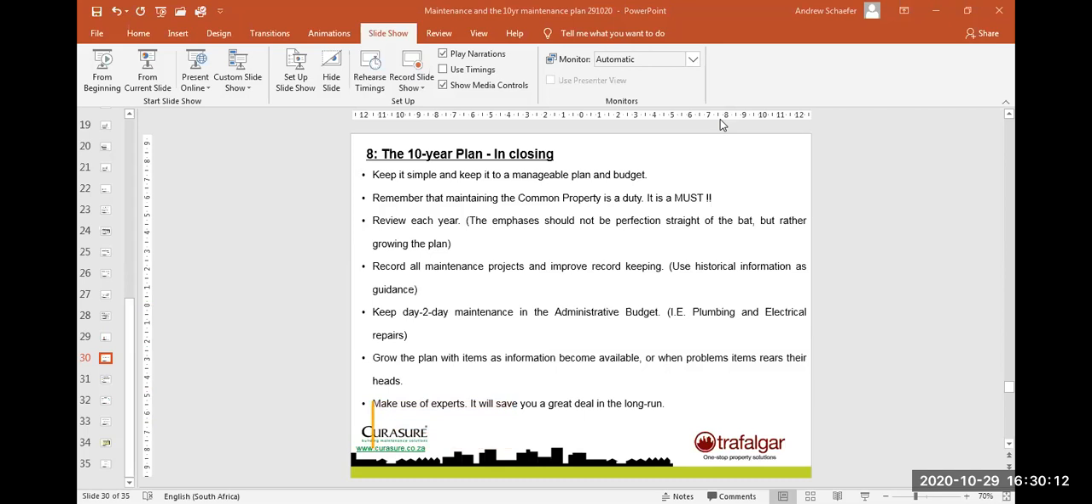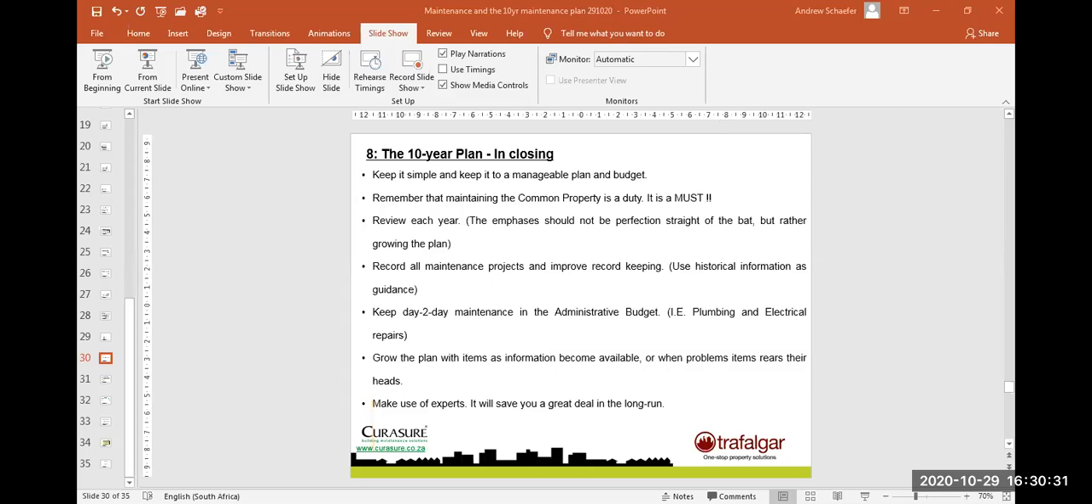Very important, we must start recording maintenance projects and must improve our record keeping. When we plan for the future, ideally we want to be in a position where we can look backwards and say, what did we do in the last 5 or 10 years? Because that can become a predictor. We can look at what happened in the past to guide us going forward.